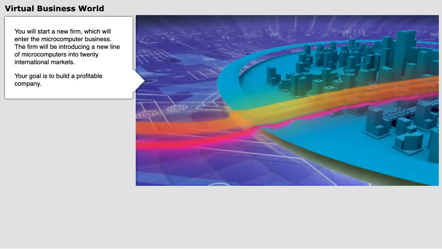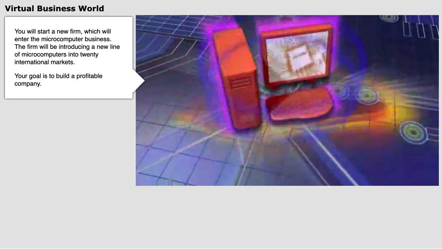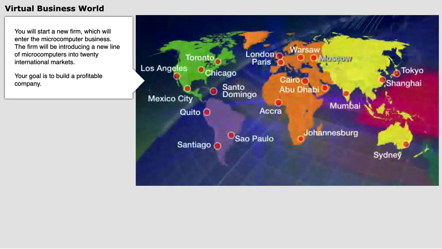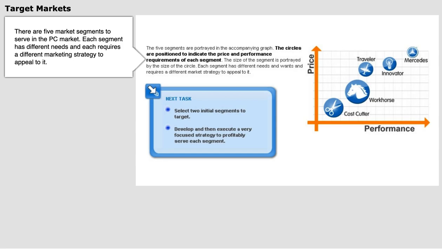complete. You will start a new firm, which will enter into the microcomputer business. The firm will be introducing a new line of microcomputers into 20 international markets. Your goal is to build a profitable company. There are 5 market segments to serve in the PC market. Each segment has different needs and requires a different marketing strategy to appeal to it.